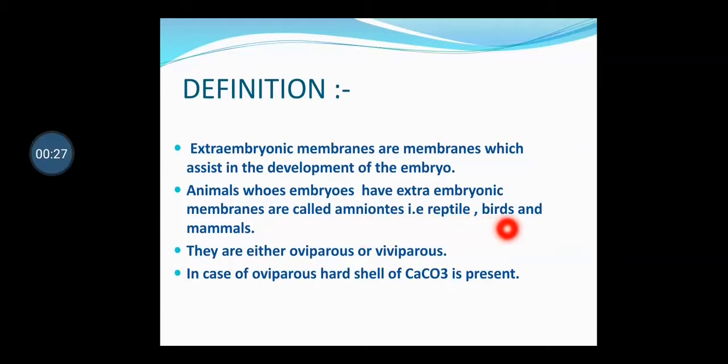They are reptiles, birds, and mammals. These animals are either oviparous or viviparous. Oviparous means they lay eggs, and the development takes place within the egg. So in such a case, the egg must have a hard shell of calcium carbonate. While in viviparous animals, the whole development takes place within the body of the female. They give birth, so such an egg does not have a shell. Examples of oviparous animals are reptiles, birds, and egg-laying mammals, and the viviparous are the placental mammals.